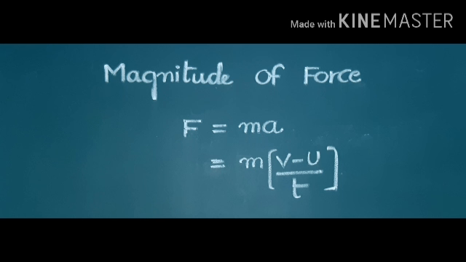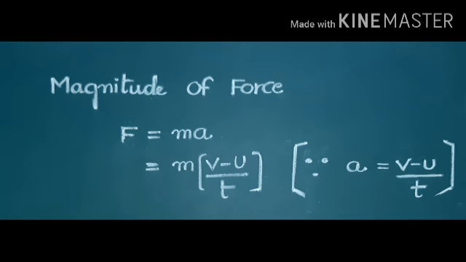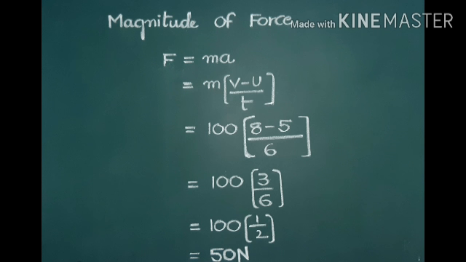Now I am going to calculate the magnitude of force. F equal to ma, where a means (V minus U) by T. Substitute the values: mass 100 kg, final velocity 8, initial velocity 5, and time is 6. So 100 into (8 minus 5) by 6, so 100 into 3 by 6, 100 into 1 by 2. And finally what I am getting? 50 newtons. This is the magnitude of force applied on the object.